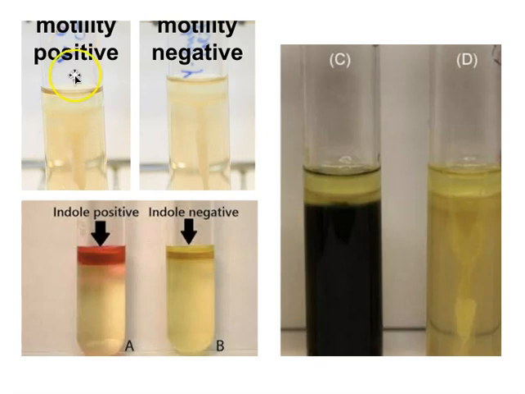The bacteria that were stabbed down into the agar are motile bacteria, and as they grew, they were able to swim away from the stab line into the rest of the agar, producing this sort of a cloudy, widened look to the stab line. Motility negative, motility positive.